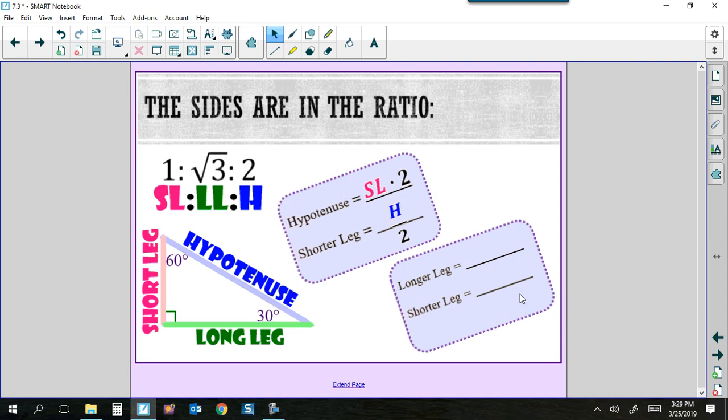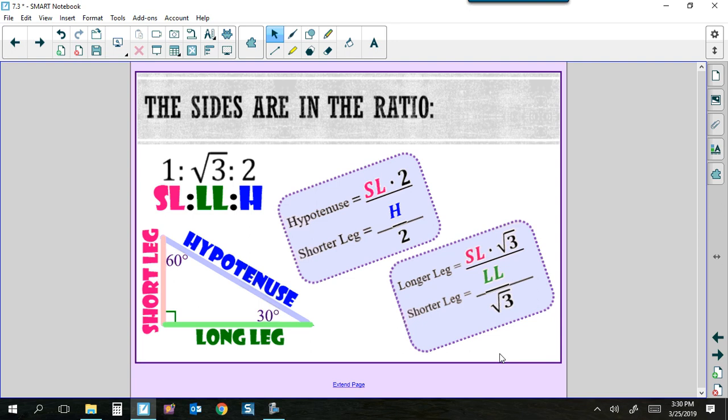That one's super easy. And then long leg, short leg is going to be very similar, but instead of using 2, we're going to use square root of 3. So to find your long leg, you would take your short leg and multiply it by the square root of 3. Easy. To find your short leg, if you know your long leg, you would take the long leg and divide it by the square root of 3. Ooh, don't forget to rationalize your denominator. Exactly. So there are your formulas for this.